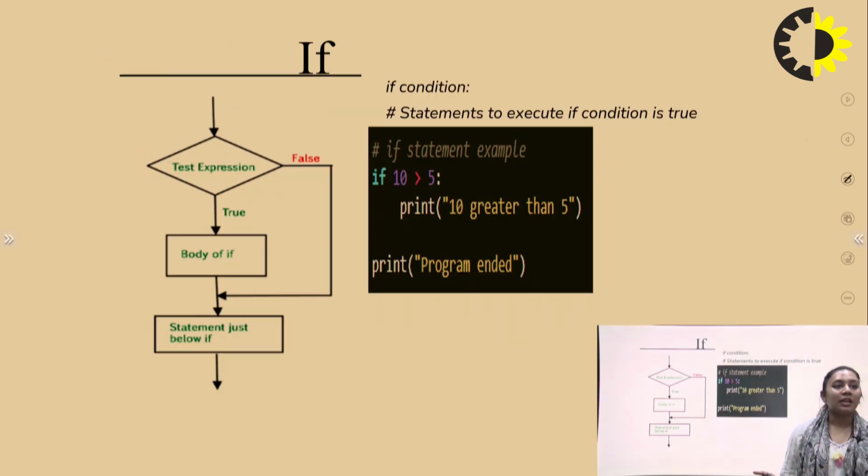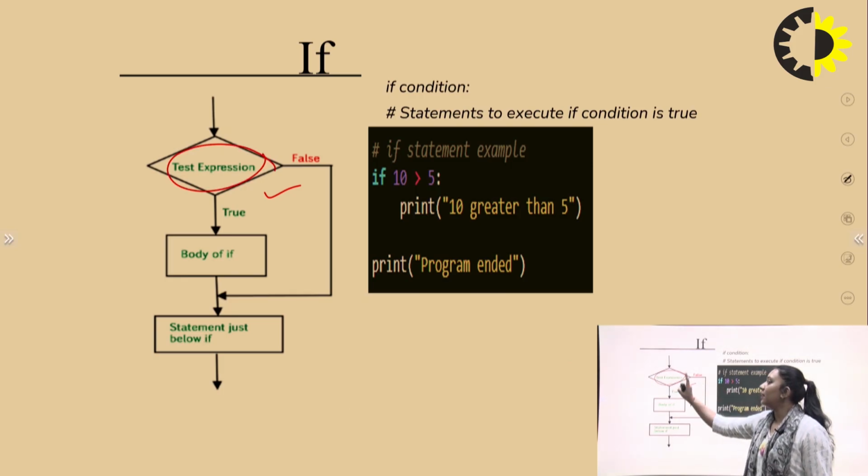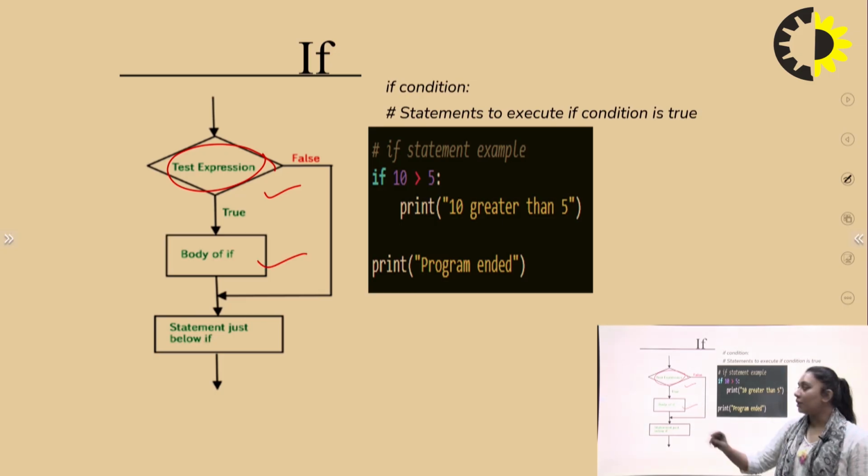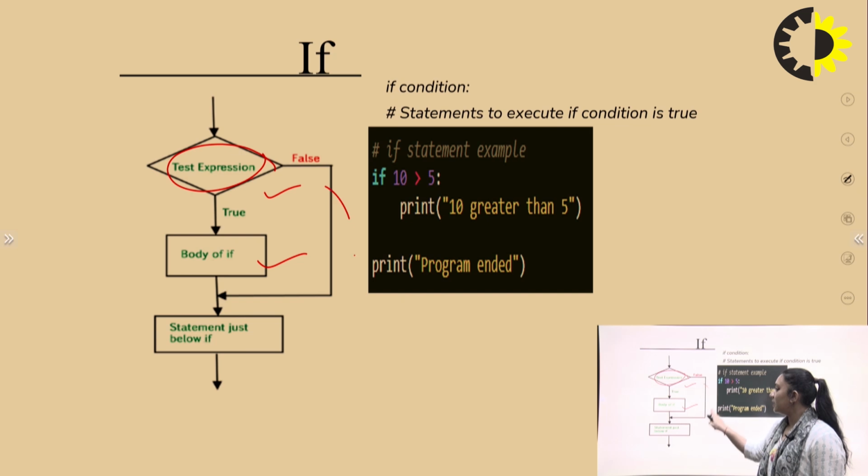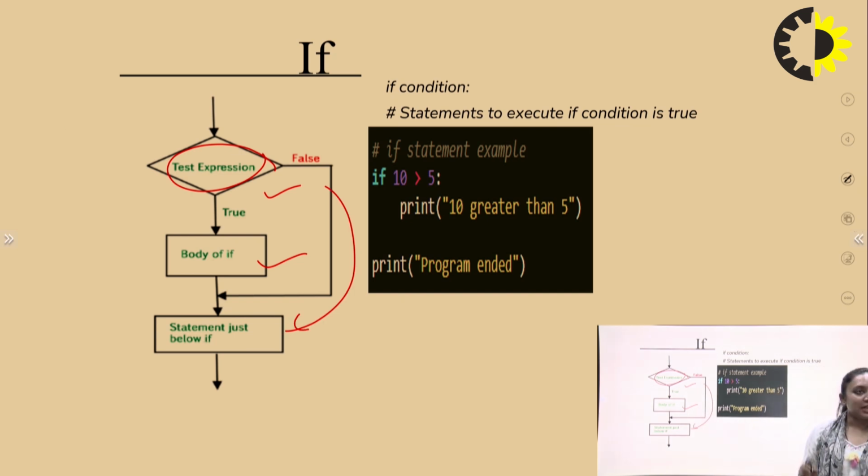Next, how does it execute in Python programming? First it tests the expression, whatever condition you have given; it first needs to check that condition. If the condition is true, then it executes the statement, and if it is not, then it executes the other statement, right?